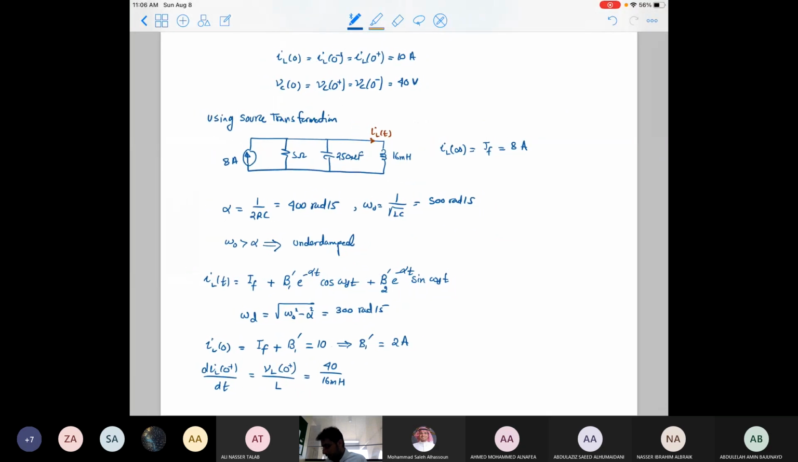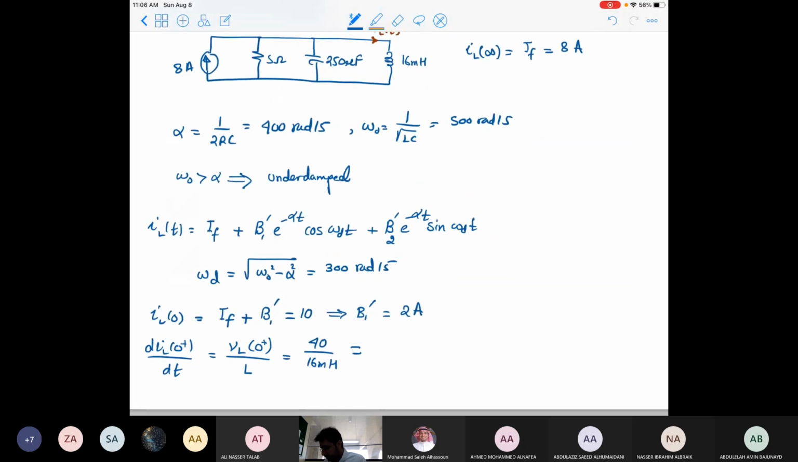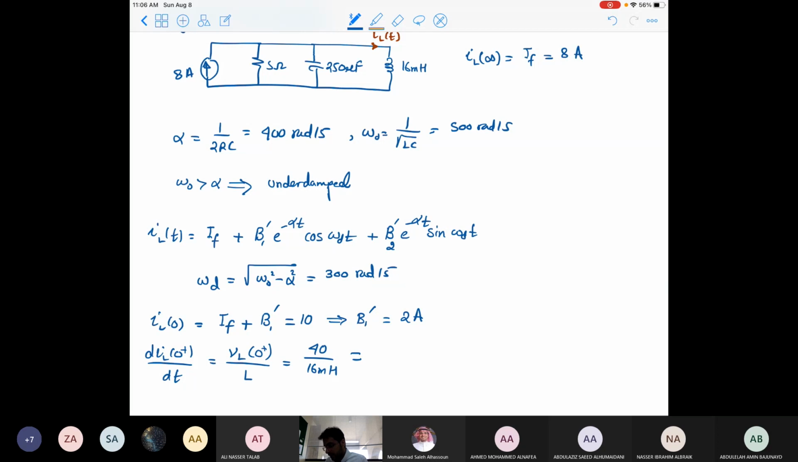Okay, so let's apply the initial conditions here. So if you differentiate the expression for the current with respect to time, you will get minus alpha B1 prime, which is the quantity that we found, plus omega d B2 prime. And if you do the calculations, I'm not going to do that. You can use your calculator. You see that it's going to be 11 amperes.